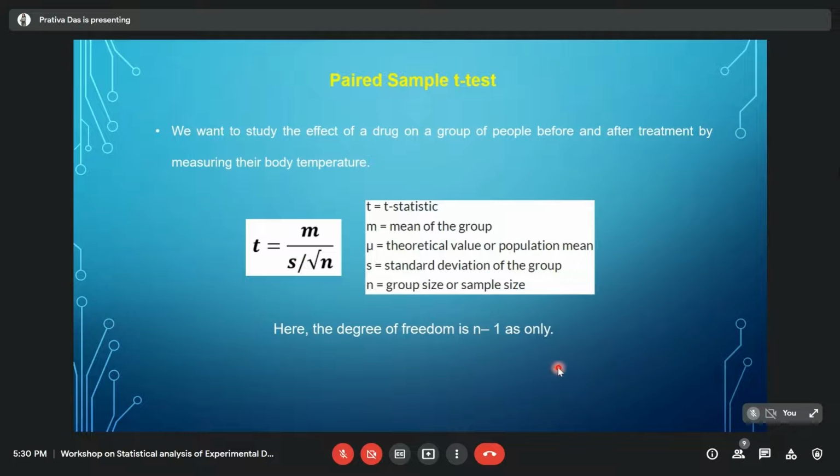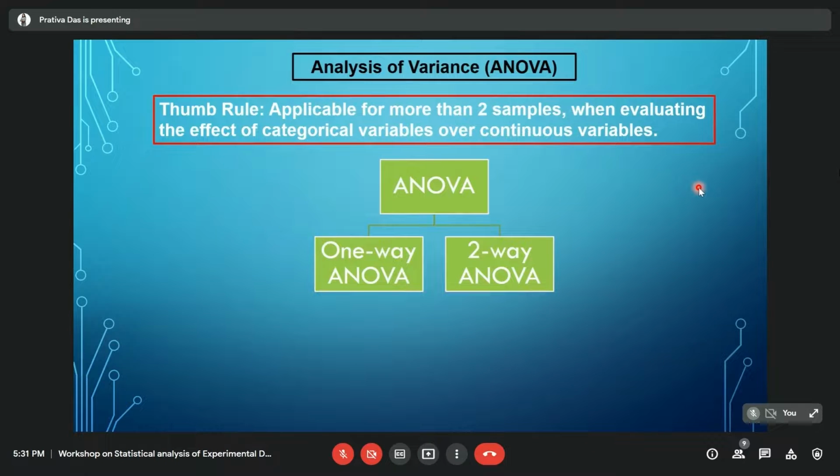Same as previously, here is the formula for this one. However, no need to remember this one as well. Then the next very important statistical analysis approach is the analysis of variance, also widely known as ANOVA.